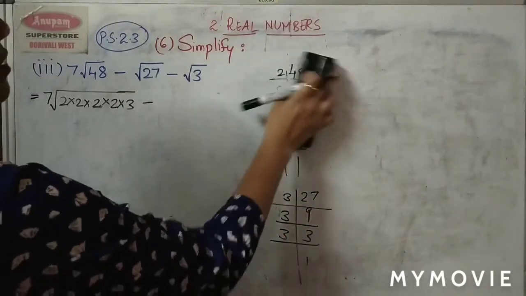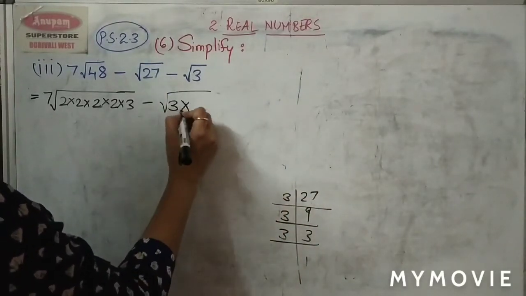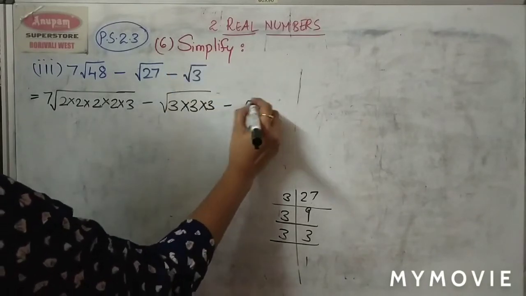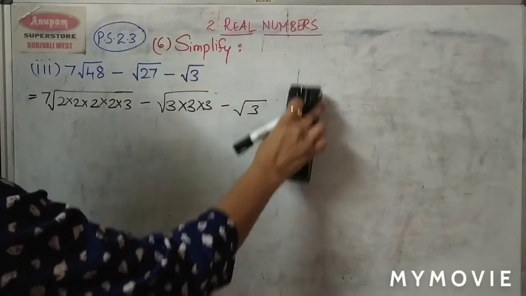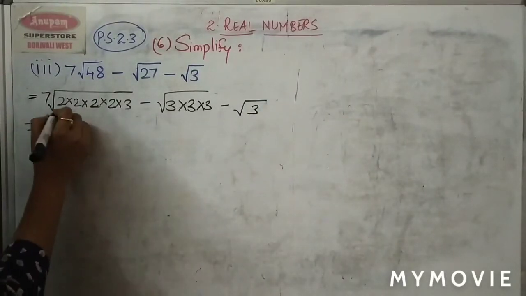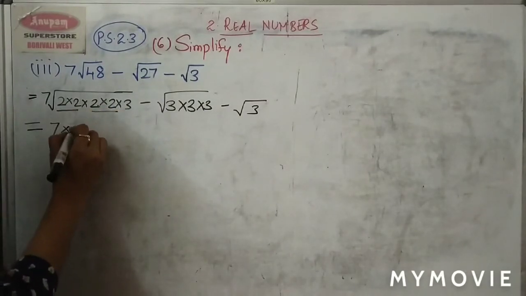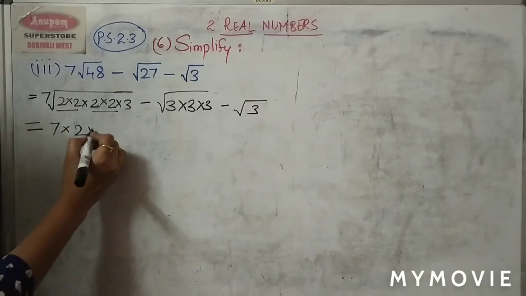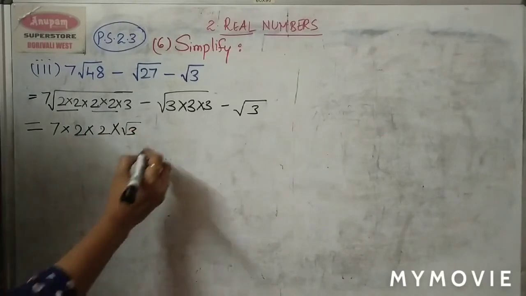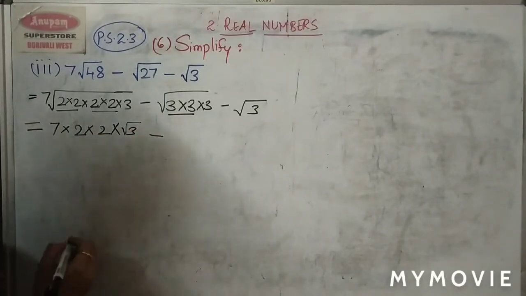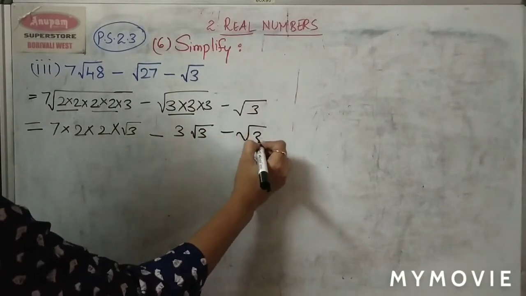So this will be square root of 3 into 3 into 3, and the square root of 3 will remain as it is. Now how do I solve it further? Now I'll make the pairs of 2. Here one pair and the other one pair. So 7 as it is. For this pair I'll write down 2, for this pair I'll write down 2. And 3 is not having a pair, so this 3 remains as it is. Then here I'll write down one pair which is 3. And the other one will be root 3 minus root 3.